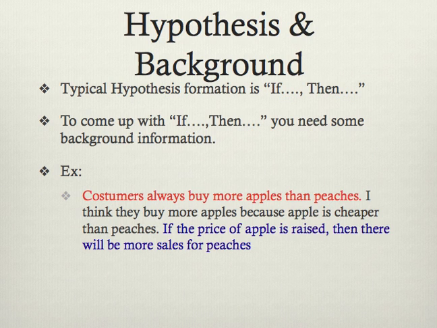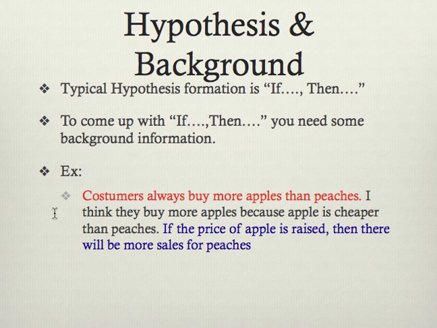For hypothesis and background, a typical hypothesis formation is "if blah blah blah, then blah blah blah." To come up with this if-and-then statement, you need some background information. An example for that is this. Customers always buy more apples than peaches. I think they buy more apples because apples are cheaper than peaches. If the price of apples is raised, then there will be more sales of peaches.